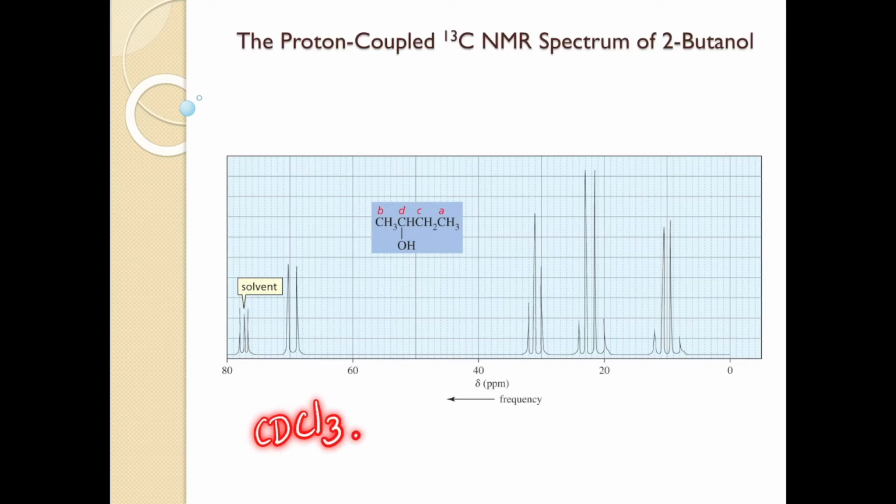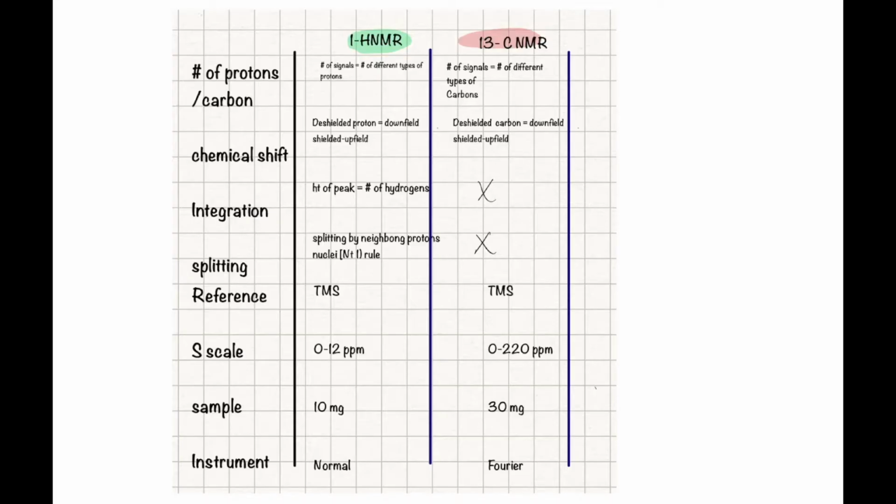If you see 3 peaks like this around 77, they correspond to the solvent CDCl3. Here are some distinct differences between H-NMR and C13 NMR spectra. First, the number of signals. In both H-NMR and C13 NMR, the number of signals designates the number of different types of nucleus present. For example, if there are 5 different types of protons, you get 5 different signals in the H-NMR spectrum. The same is true for C13: if there are 5 different carbons, it produces 5 different signals.